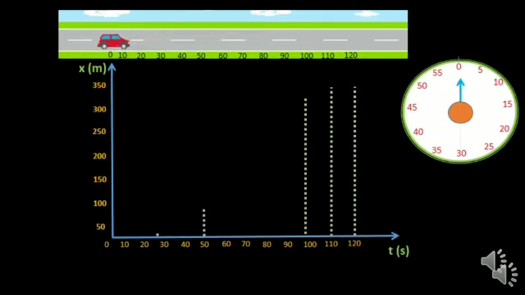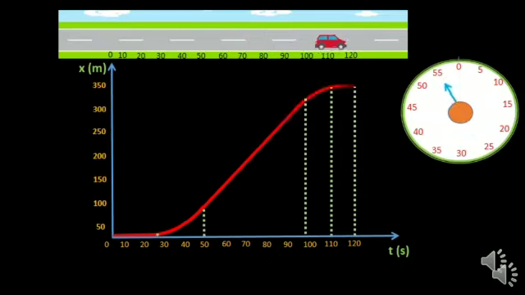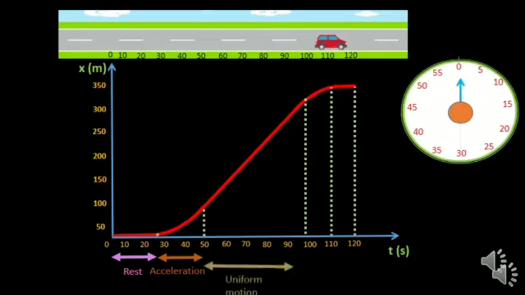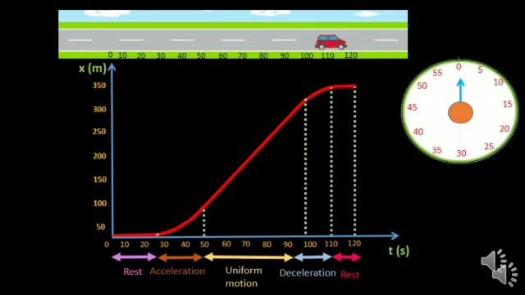The car starts from rest and increases its speed, then moves with uniform speed for some time. Later, the brakes are applied and speed decreases and the car finally comes to rest. This graphical representation shows all the types of motion: rest, acceleration, uniform motion, retardation, and back to rest.